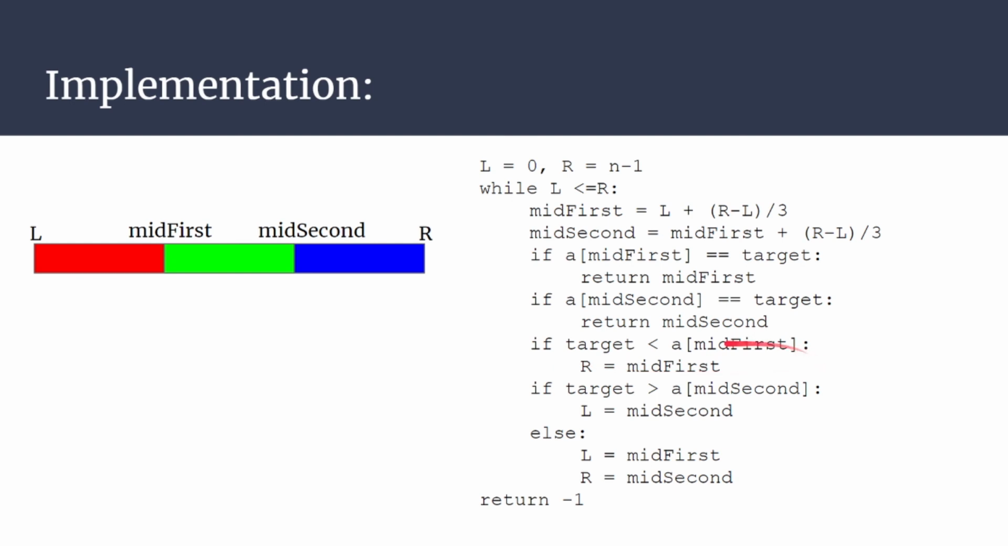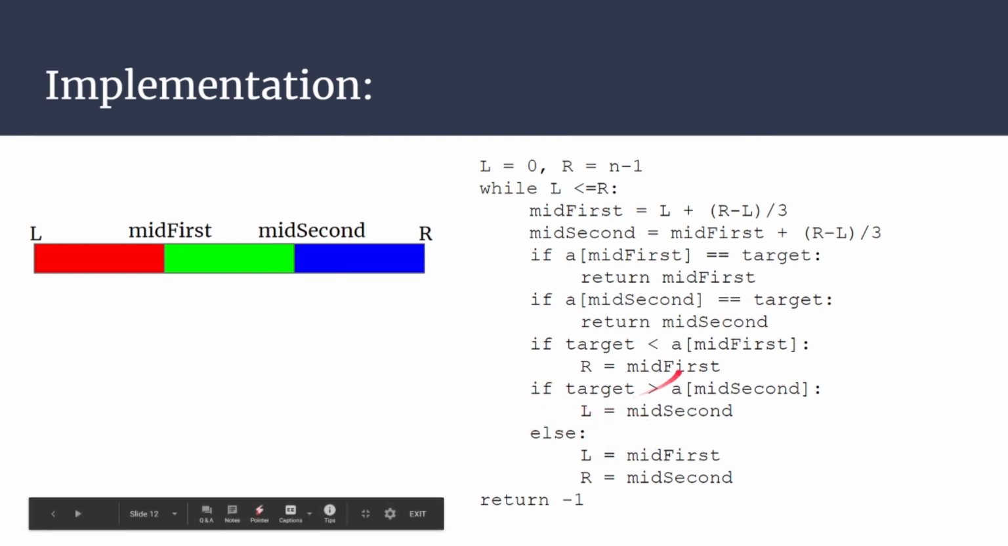So basically, what this means is that our target value is less than mid first. So that means that our target value is in between this area because everything over on this side is already greater than our target value. So then we want to cut our range only to the red. If target is greater than a of mid second, which is basically this part, then that means that we can cut all of this red and green part, leaving us with just blue. And so that's what we're doing. We're going to move our L all the way up until this blue section right here. So L is equal to mid second.